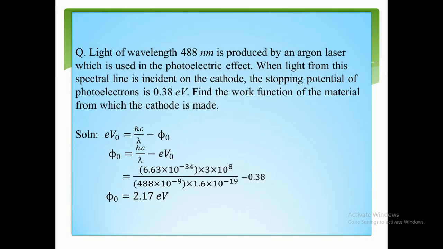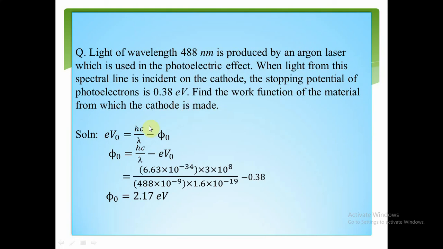Next problem, a light of wavelength 488 nanometer is produced by an argon laser, which is used in the photoelectric effect. When light from this spectral line is incident on the cathode, the stopping potential of the photoelectron is 0.38 electron volt. Find the work function of the material from which the cathode is made.